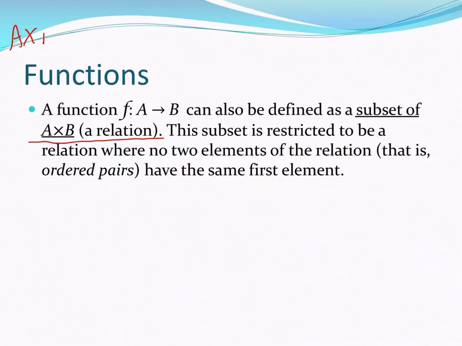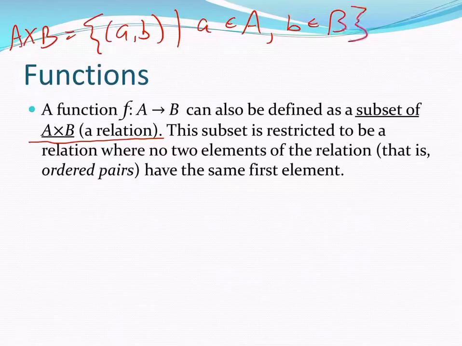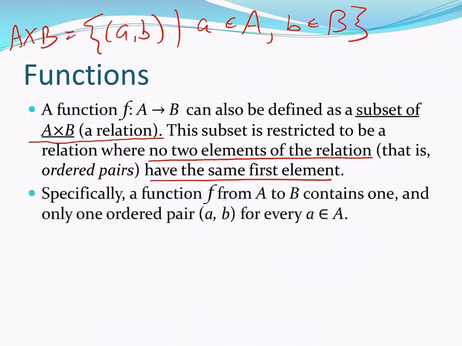Well, A cross B is a set of all ordered pairs (a, b), such that the first element comes from the set A, and the second element comes from the set B. And a function is a subset of that, but it's a restricted subset so that no two elements of the relation have the same first element. Okay. So specifically, a function from A to B contains one and only one ordered pair for every element a of the set A. So it does have an ordered pair for every a, but only one.